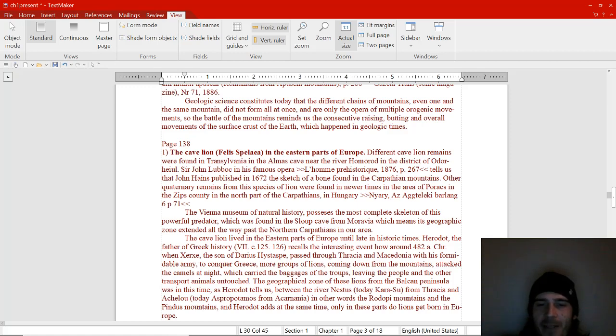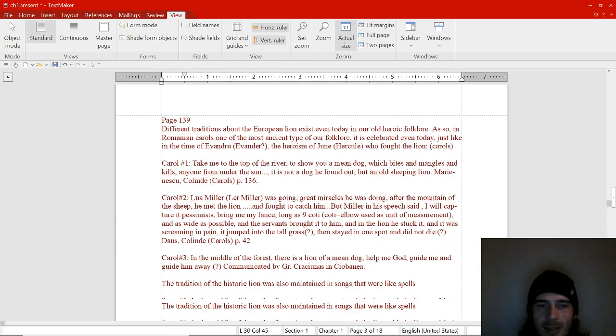The geographical zone of these lions from the Balkan Peninsula was in this time, as Herodote tells us, between the river Nestus, today Karasu, from Thracia, and Achelou, today Aspropotamos from Acarnia. In other words, the Rhodope Mountains and the Pindus Mountains, and Herodote adds at the same time, only in these parts do lions get born in Europe. I will analyze this in my analysis video.